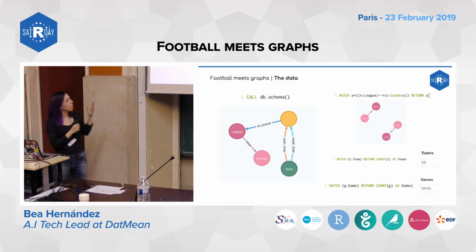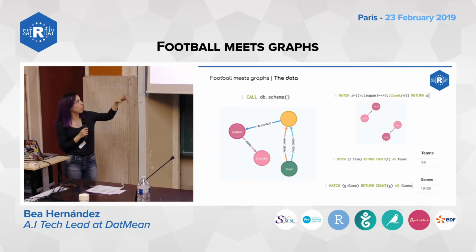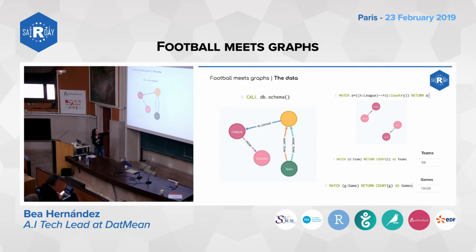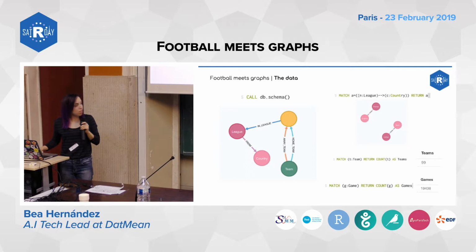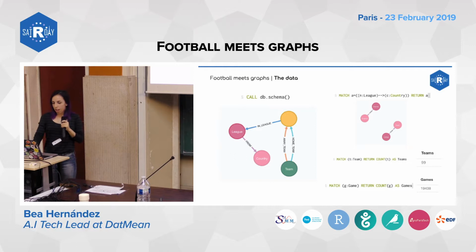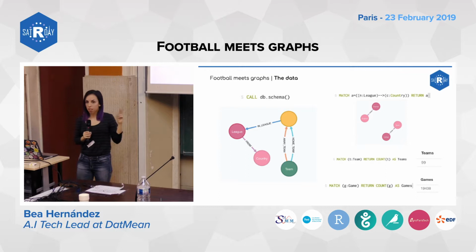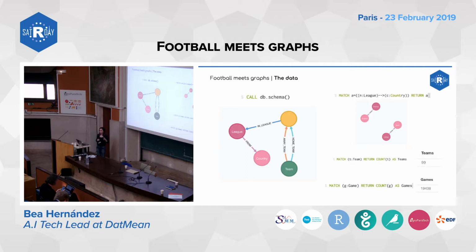So I have a kind of schema. I have a league, which is from a country, and then I have matches, which is the yellow node, and then two teams are in that match. That's simple. And how many leagues? I have two leagues: the Spanish league and the English league. Between both I have 99 teams, and almost 20,000 games. And I have data from 1993 to 2018. So that's what we are working on.